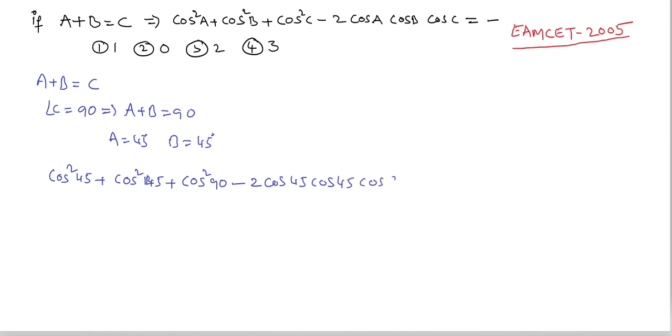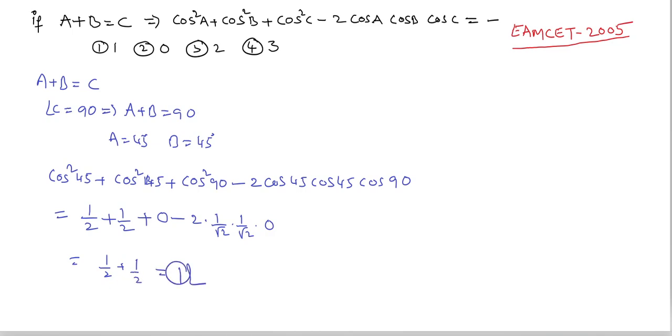into cos 45 into cos 90. That is equal to cos square 45, that is cos 45 is 1 by root 2, that is 1 by root 2 whole square is 1 by 2, plus cos square 45, that is 1 by 2, plus cos square 90, that is 0, minus 2 into cos 45, 1 by root 2, into 1 by root 2, into cos 90, 0. So this total value is 0, that is equal to 1 by 2 plus 1 by 2, that is equal to 1. For this, the first option is the correct answer.